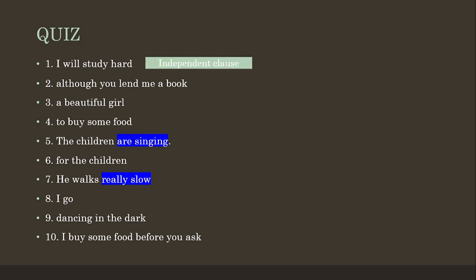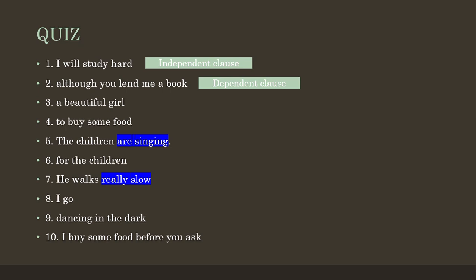Yes, this is a clause. This is an independent clause because it can stand alone as a sentence. We don't need other information. Number 2, although you lend me a book. There is the conjunction although, so we need other information. So what is this? Although you lend me a book. Good. Although you lend me a book is a dependent clause because it depends on the information from an independent clause.